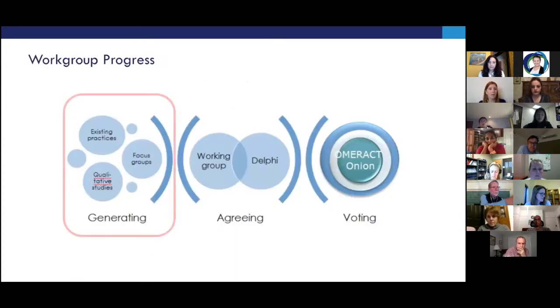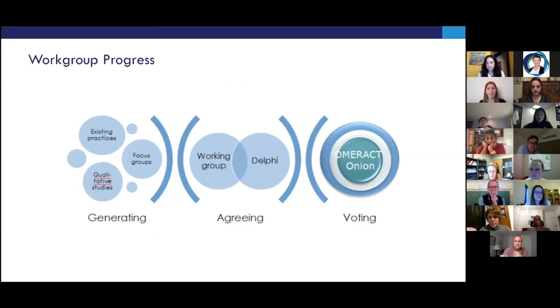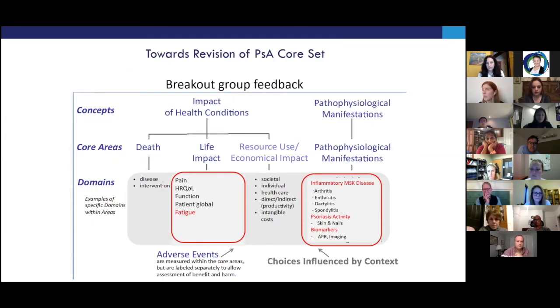So where are we right now? Melissa, do you mind going back one slide? Sure.